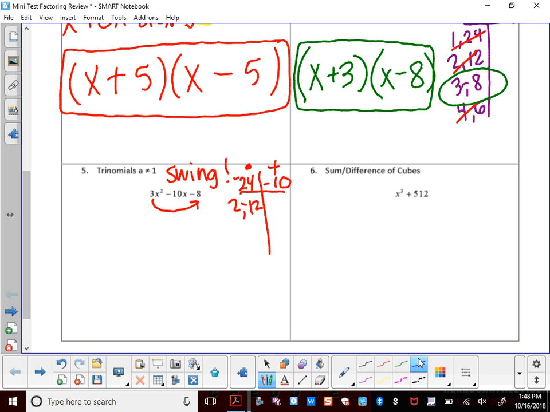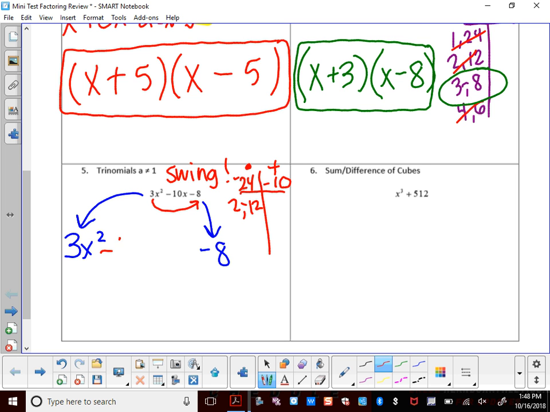All right, once we swing, what happens? Well, we swing one way and then we swing it back, right? When we swing it back, we bring down my 3x squared, and we bring down our last, which is negative 8. Ronaldo, what goes in the middle? Plus 2, negative 12x.